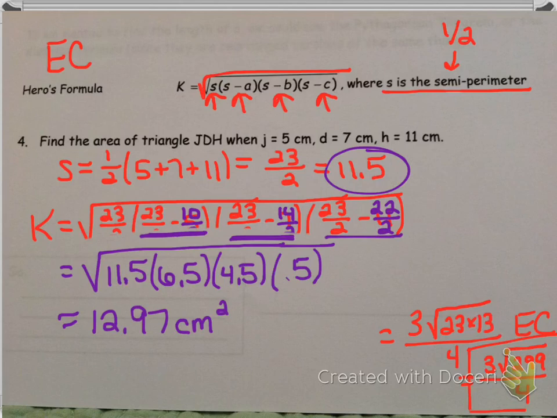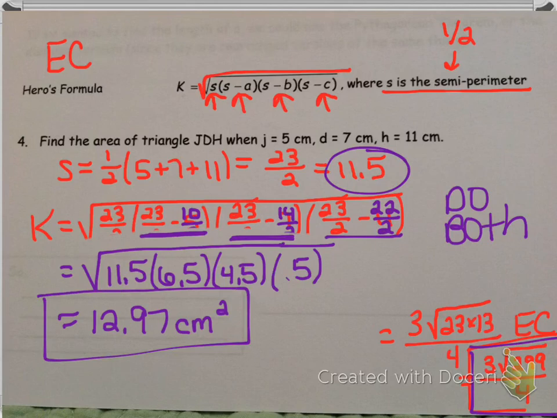Okay, so what I would recommend you do is do both. I would recommend that you do the extra credit answer, but also type it in your calculator and get the decimal answer. It's a number one, you can use it to check this. You can type this extra credit answer into your calculator and show that it gives you the same answer.